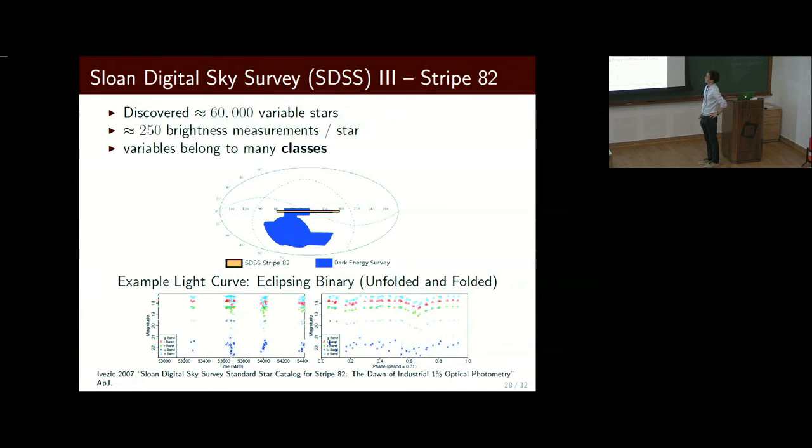The Sloan Digital Sky Survey, we've heard a little bit about it in the past two days, discovered 60,000 variable stars along an equatorial stripe, all at declination approximately 0. This salmon colored region is SDSS stripe 82. There were 60,000 variable sources found in this region, with about 250 brightness measurements for each source. These variables belong to many different classes. I showed you an RR Lyrae, but there are also eclipsing binaries, lots of quasars, all sorts of objects.